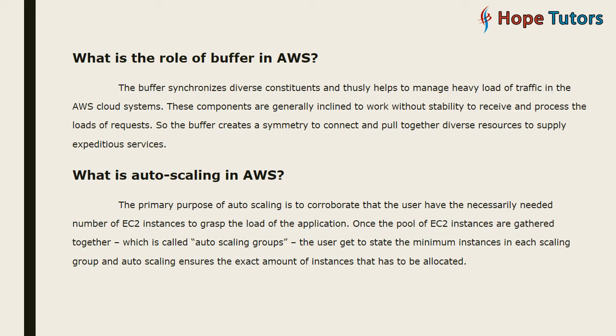What is auto-scaling in AWS? The primary purpose of auto-scaling is to corroborate that the user has the necessarily needed number of EC2 instances to grasp the load of the application. Once the pool of EC2 instances is gathered together, which is called an auto-scaling group, the user gets to state the minimum instances in each scaling group, and auto-scaling ensures the exact amount of instances that has to be allocated.